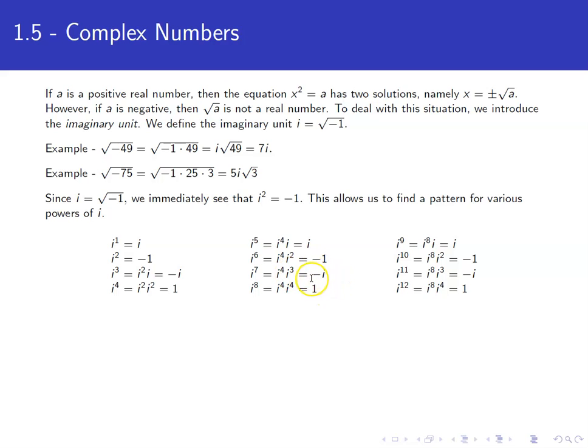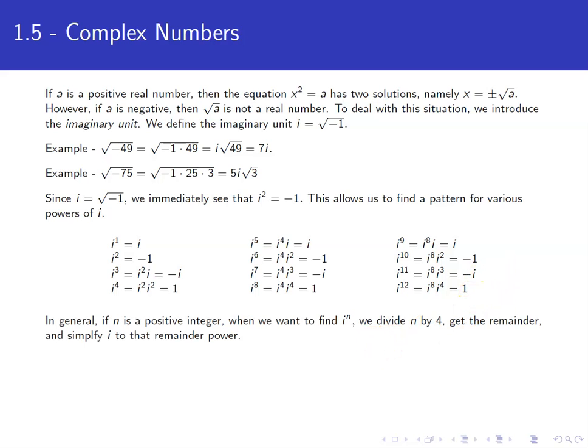i to the eighth, we can write as i to the fourth times i to the fourth. Both of those are 1, so we get 1. So notice again, we get the pattern i, -1, -i, 1. The same thing happens when we start doing 9, 10, 11, 12. You can pull an i to the eighth off of each of them. You're left with i squared, i cubed, i to the fourth, which again cycles around i, -1, -i, 1.